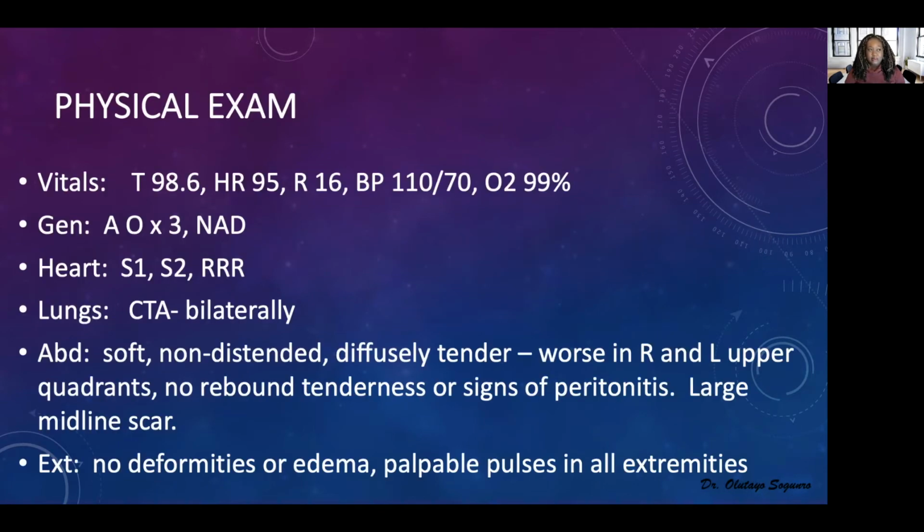His physical exam. His vital signs are within normal limits. He is alert and oriented. Heart, regular rate and rhythm, lungs clear to auscultation. His abdomen is soft, non-distended, but diffusely tender. It's worse in the right and left upper quadrants. No rebound tenderness or signs of peritonitis. He does have a large midline scar from his previous laparotomy. No deformities or edema in the extremities.